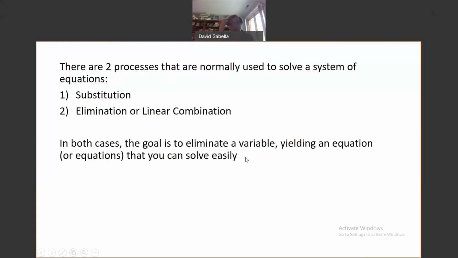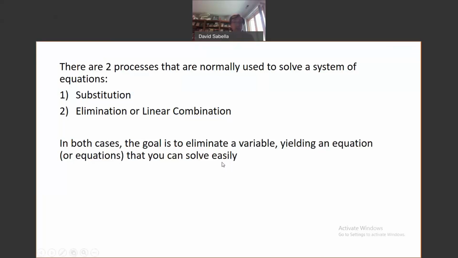Well, there are actually two different processes that we use to solve systems of equations. The first one is called the substitution method, where we substitute one variable for another expression. You'll see that as we go through it. The second process is called the elimination method, or some books call it the linear combination method. And that's where we eliminate a variable as well.